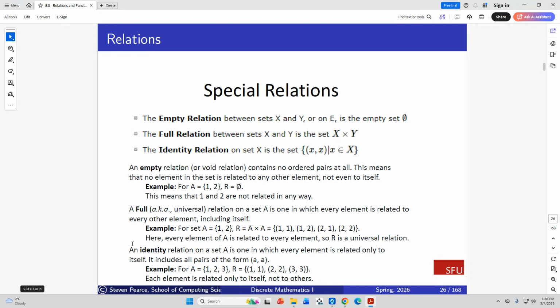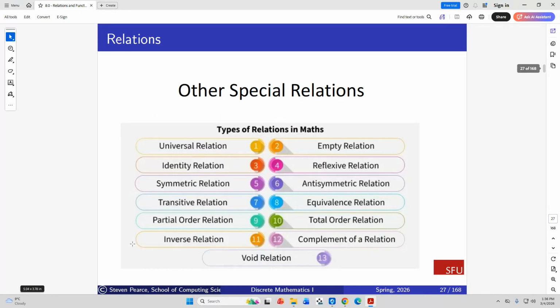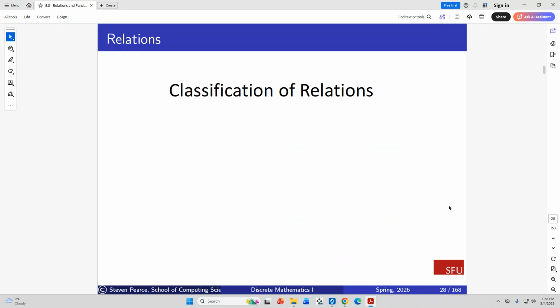Don't forget these three very basic, important relations. But look, there's all kinds of relations we're going to talk about here. So there is the universal or full relation, the empty relation, identity. We've just done those. The rest of these are the rest of this presentation. Almost every one of these, not complement of relation, but you can imagine what that is. The void relation, we're not going to talk about that, but you can see there's a lot.